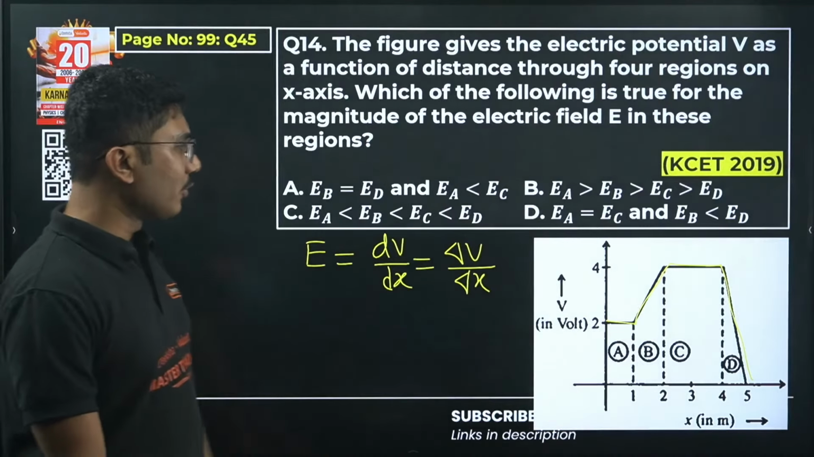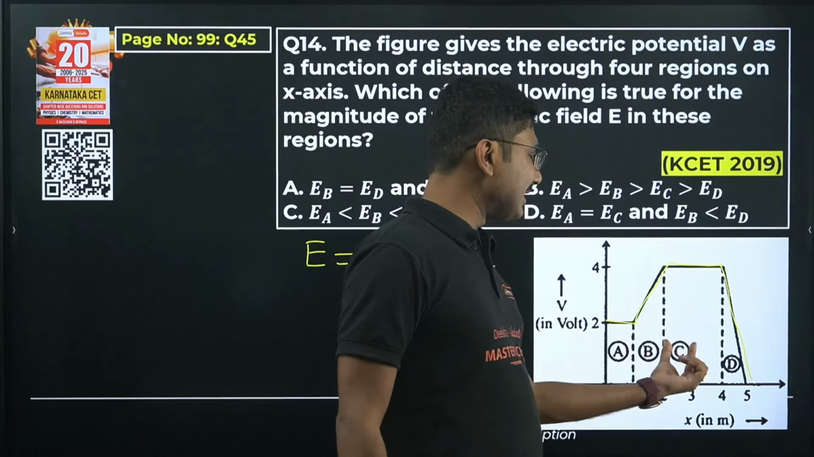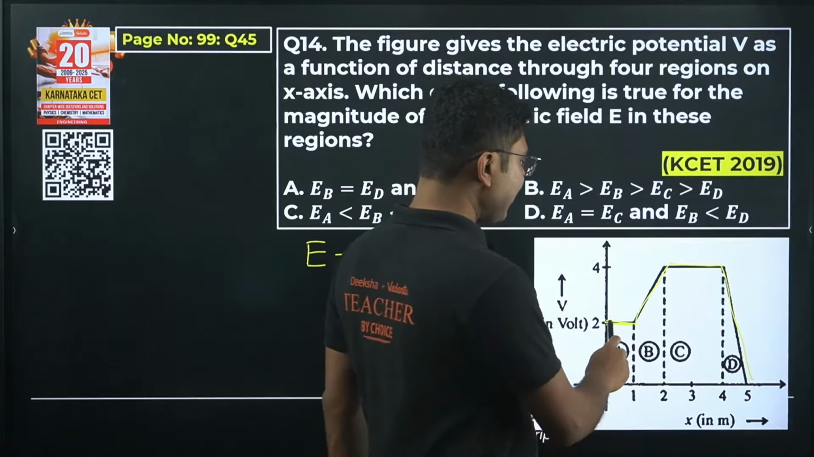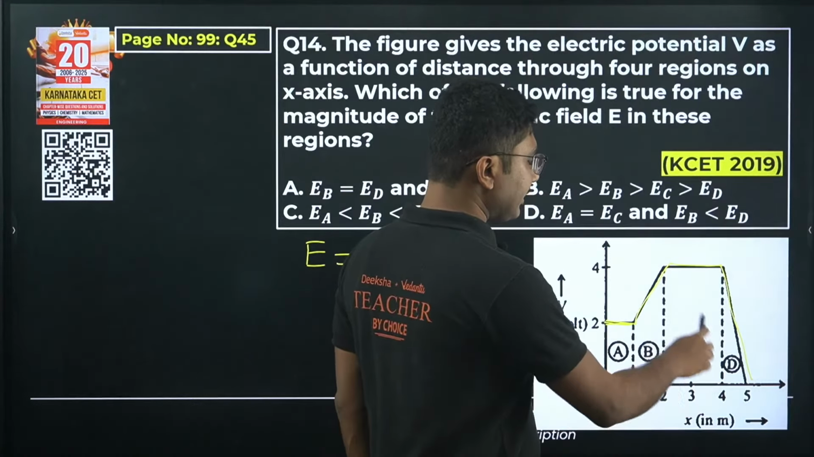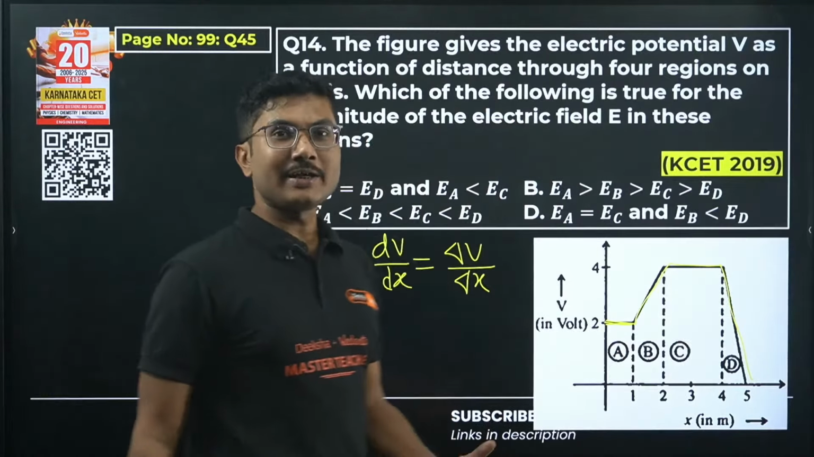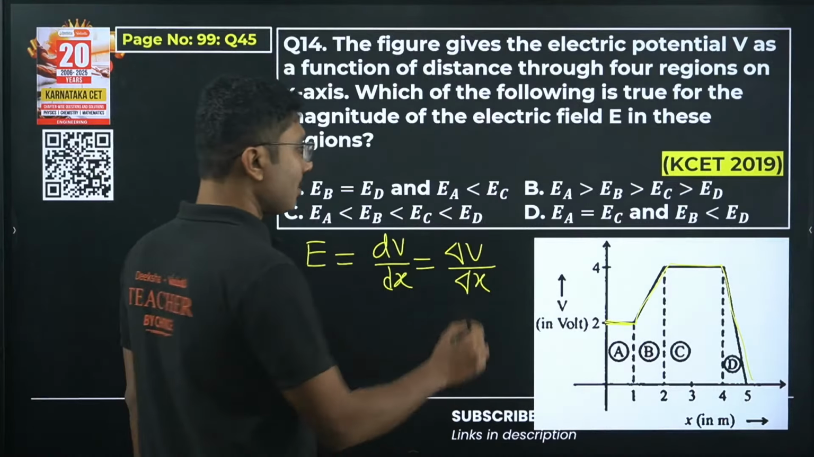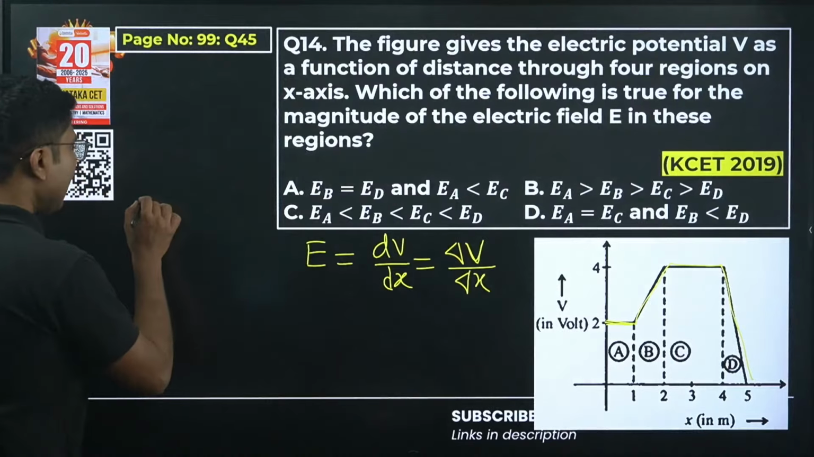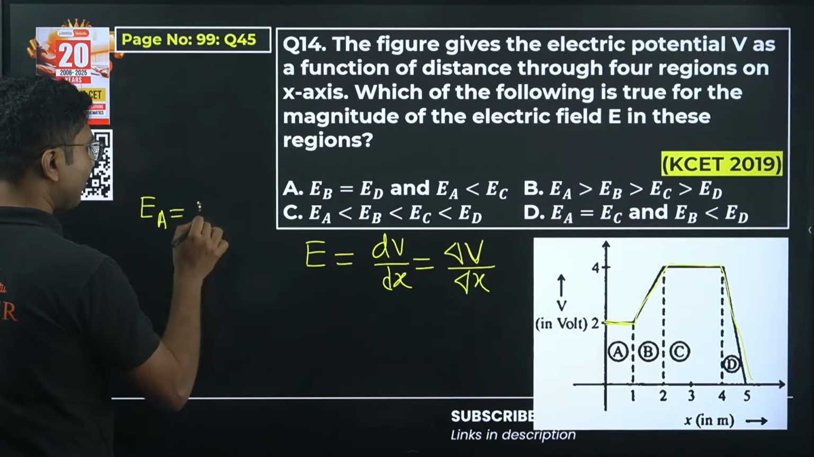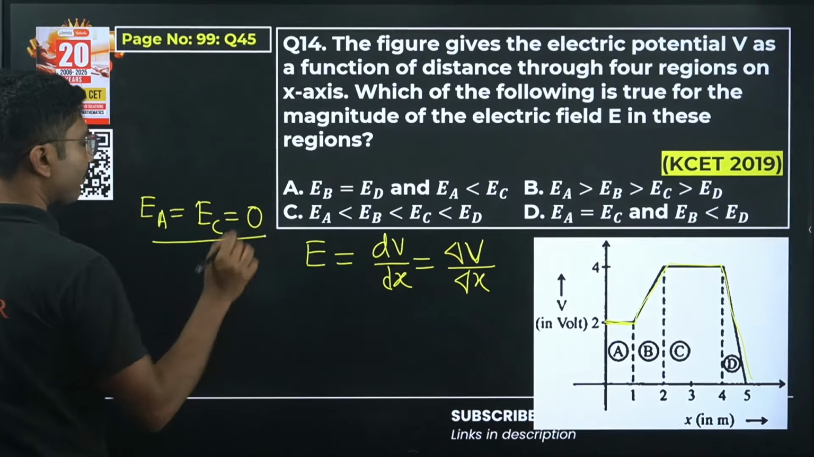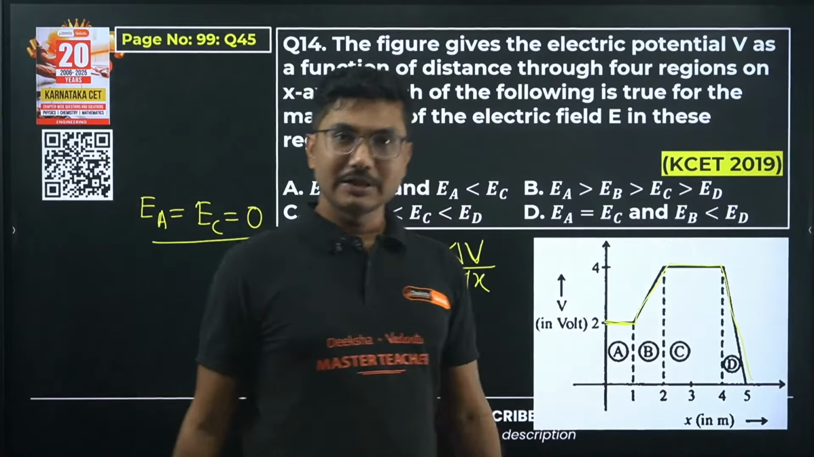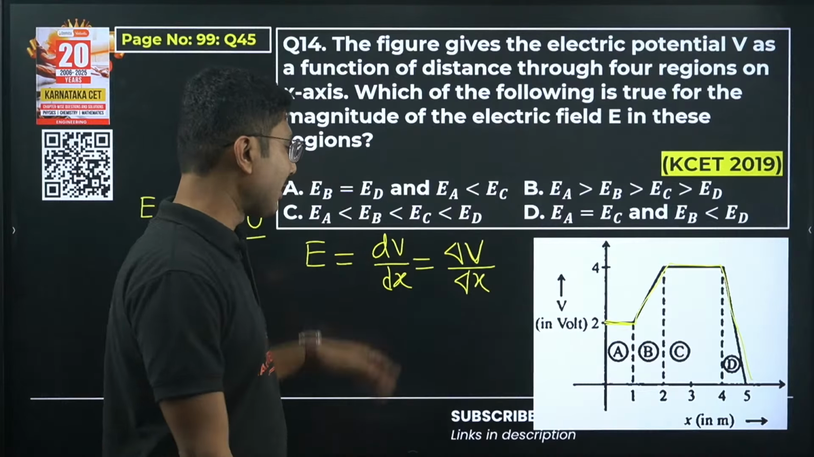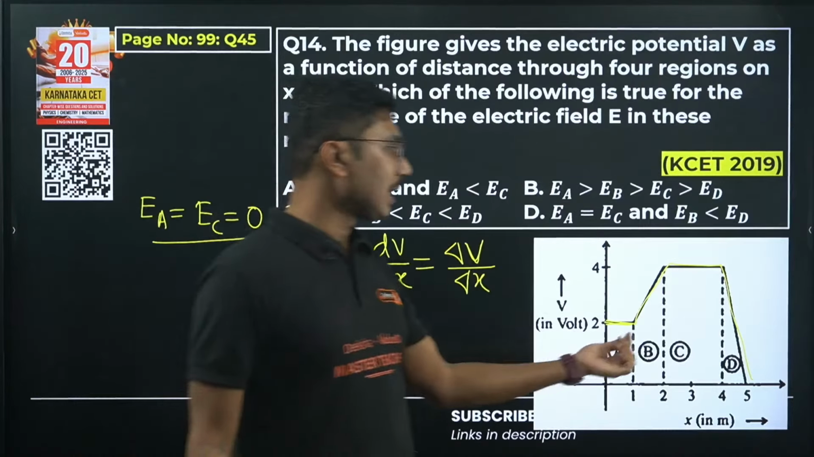Okay, let's see. If you see these regions A and C, in both regions the voltage is constant. So this means voltage is constant in region A and also in region C. Constant means delta V is 0. So for A and C both regions delta V is 0, that means EA equals EC equals 0. So in these two regions electric field is 0 because V is constant. Also we know that the differentiation of a constant is 0, so from that logic also you can say EA and EC both are 0.